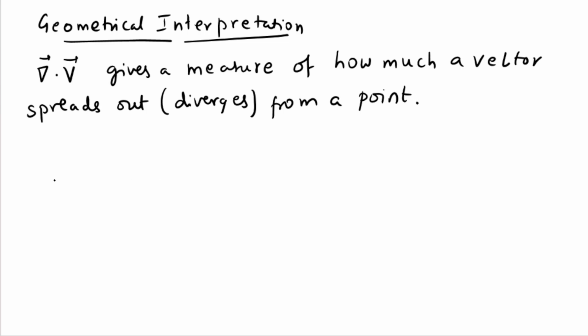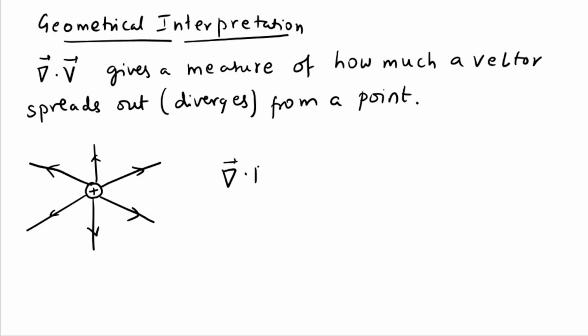Let me give you a couple of examples from physics so that this geometrical interpretation becomes clear. So, you all know that a positive charge has its electric field lines pointing outwards. If I were to take the divergence of the electric field for this point charge, its value will be positive. That is, the answer will be a positive scalar, hence indicating that there is a positive divergence of these field lines.